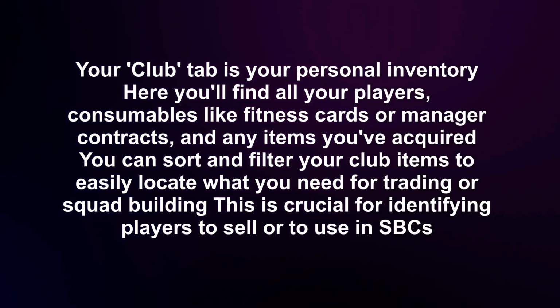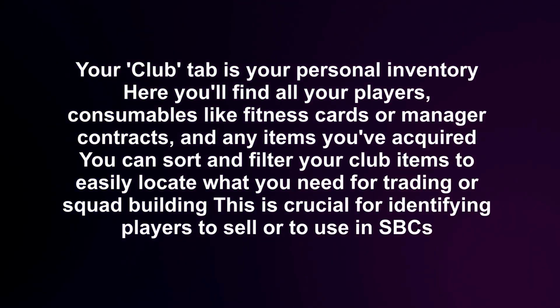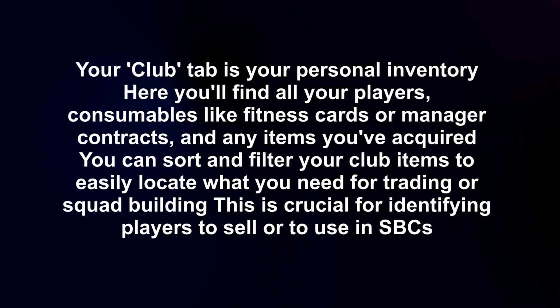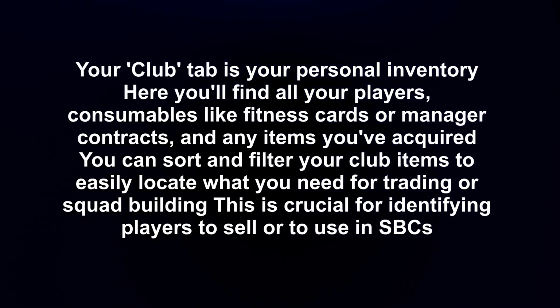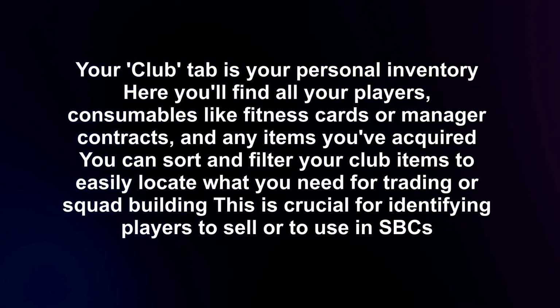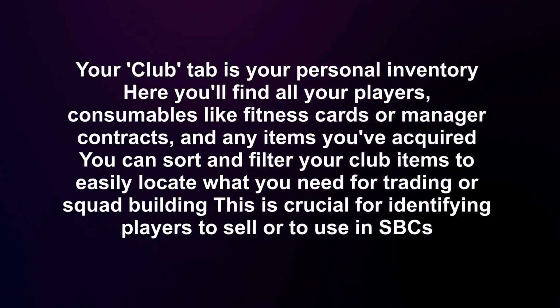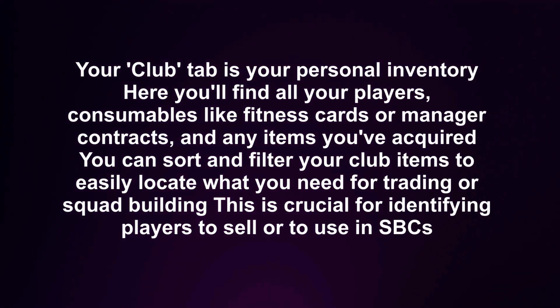Your club tab is your personal inventory. Here you'll find all your players, consumables like fitness cards or manager contracts, and any items you've acquired. You can sort and filter your club items to easily locate what you need for trading or squad building. This is crucial for identifying players to sell or to use in SBCs.